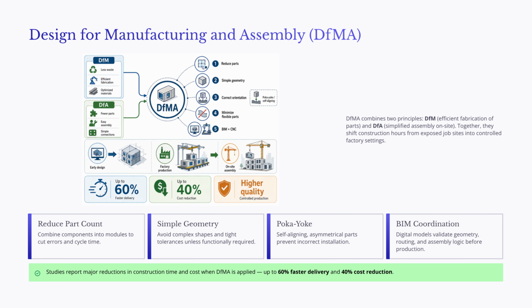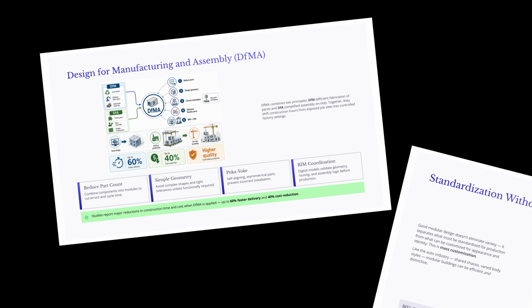Finally, DFMA should be supported by BIM coordination. Digital models allow the team to test module geometry, MEP routing, connection locations, and assembly logic before production begins. When DFMA is applied well, many construction hours can move from an exposed job site into a controlled factory environment. That shift can improve productivity, quality, safety, and schedule performance.